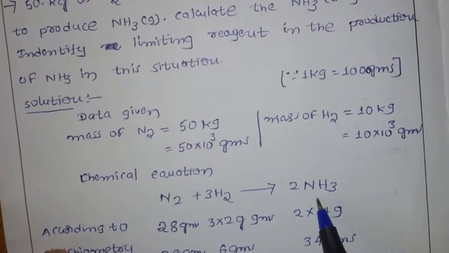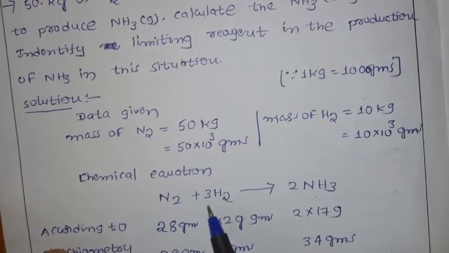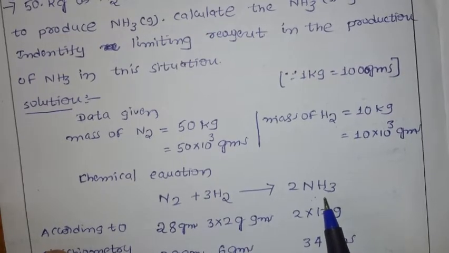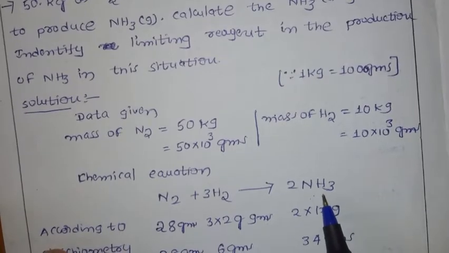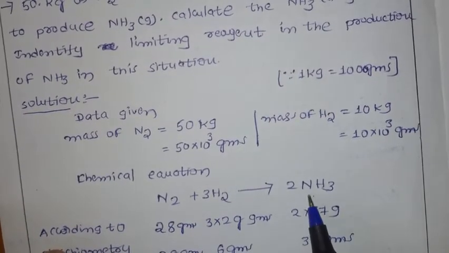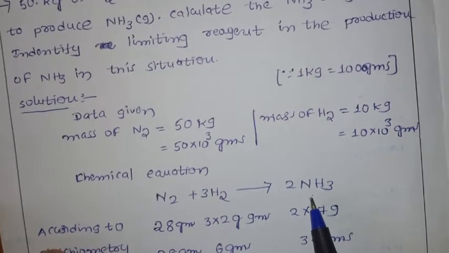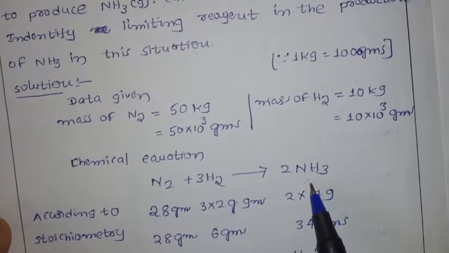That equation is also balanced, but very important, you have to write the equation in the simplest whole number ratio. If you multiply the total equation by 2, you get 2N2 plus 6H2 gives rise to 4NH3, which is also balanced, but always write the simplest whole number ratio. So I am writing the balanced chemical equation in the simplest whole number ratio.